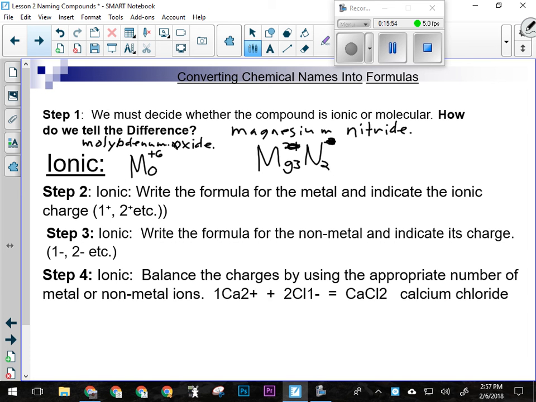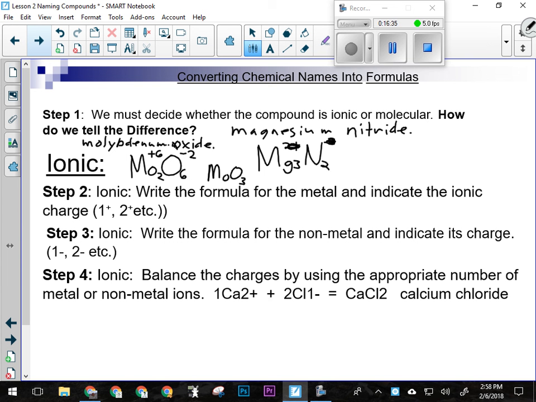I write oxygen, it's -2. Now I drop and swap. I get 2 and 6. Should I leave it that way? Can I reduce those? Yes. Ionic compounds are like fractions. If you get one that you can reduce, you should. I can divide both of these numbers by 2 and end up with MoO3.